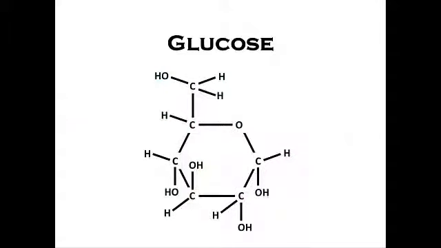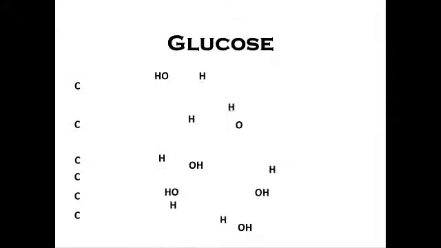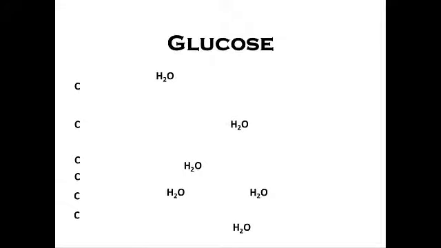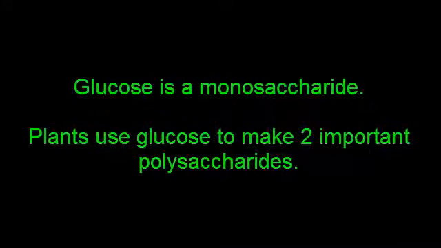When we heated the glucose, what we did was we added enough energy to take away the bonds between these atoms. What happened was the carbon, the black part, was left in the bottom of the beaker, and the hydrogen and oxygen rearranged to become water. This water left as steam while the carbon remained in the beaker. Glucose is a monosaccharide. Plants use glucose to make 2 important polysaccharides.